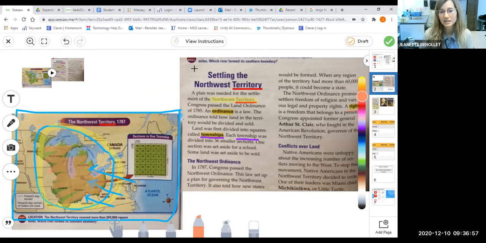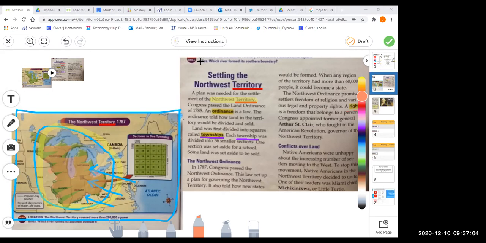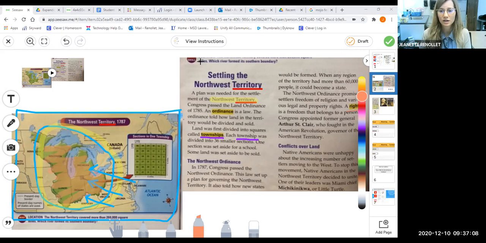I see Landon has his hand raised. Go ahead, Landon. Can I go to the restroom? We're almost done with our lesson, Landon, then you can go.